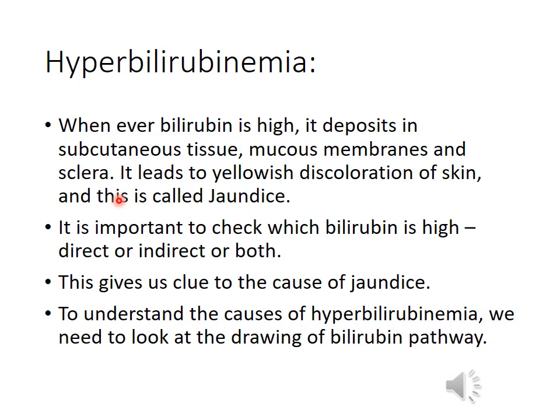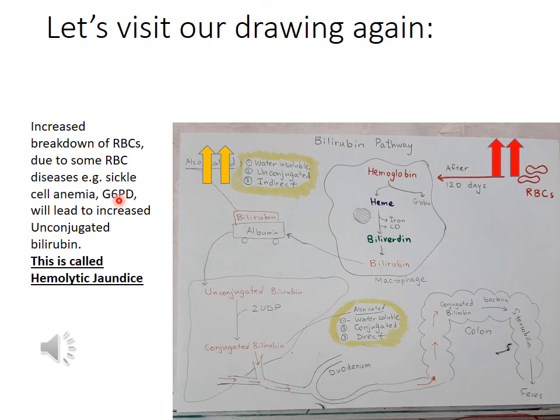Now, in order for you to memorize the causes of jaundice, we need to look at the drawing of bilirubin pathway. The main reason I made all of you draw the bilirubin pathway is because this is the only way you will remember the causes of jaundice. Now, in order to understand the causes of high bilirubin, we have to visit our drawing again.